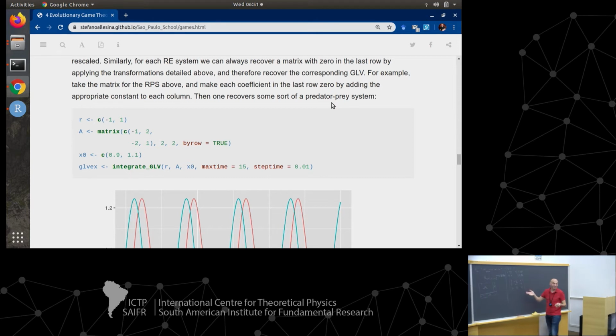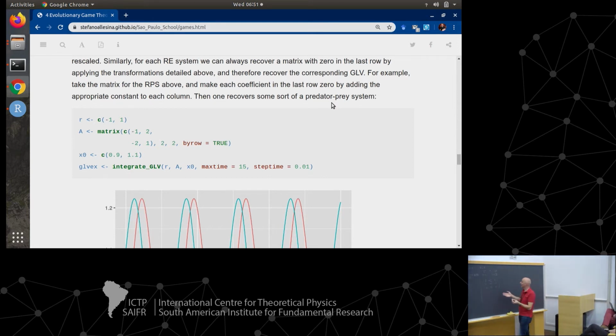What is this? Who knows? But what we could think is, for example, we could take these to be the matrix of interactions, right? And these to be the growth rates. This would be a predator-prey system of some kind, Lotka-Volterra, right?